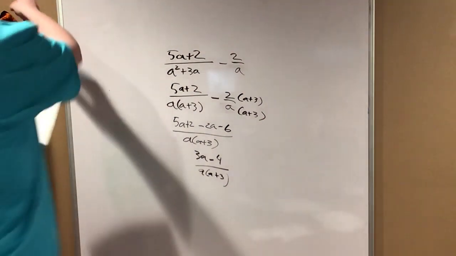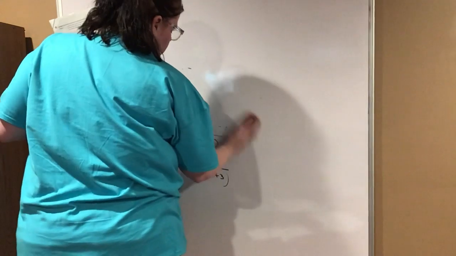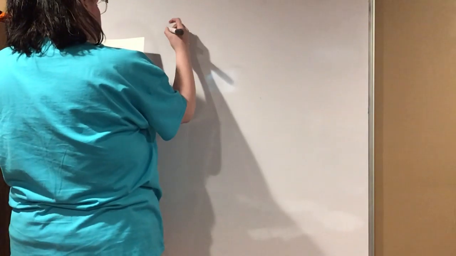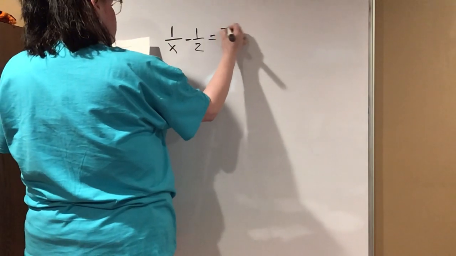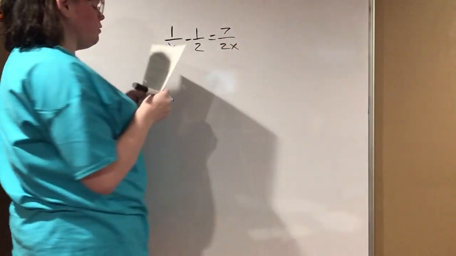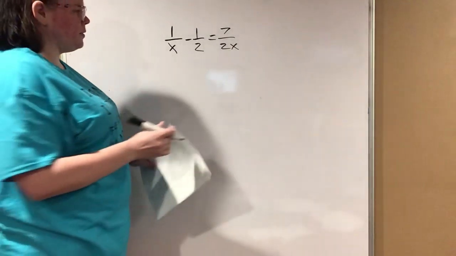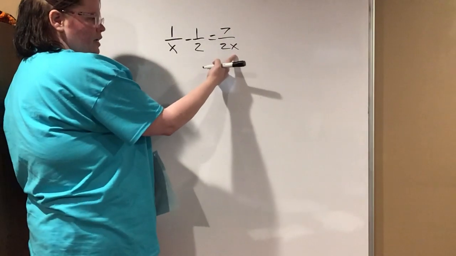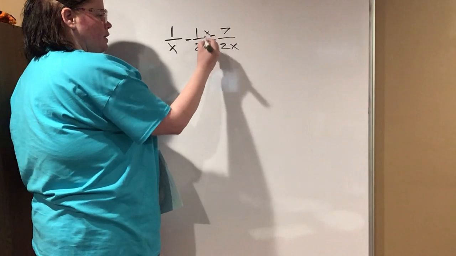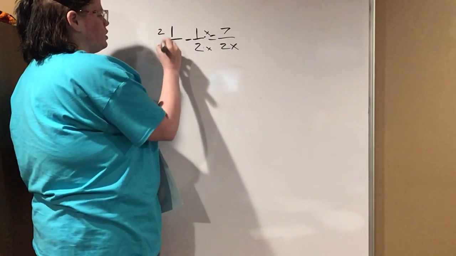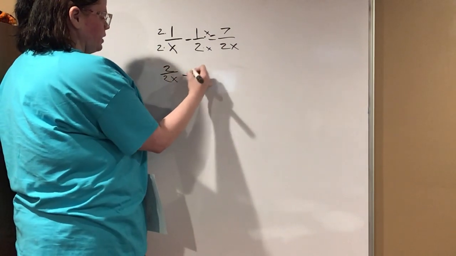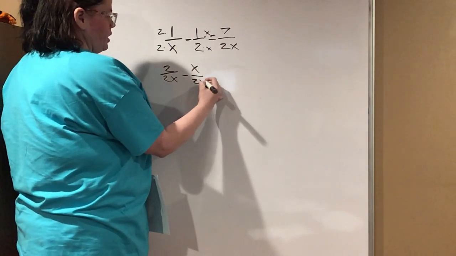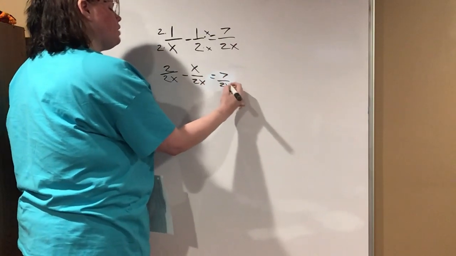Okay, so the last part is actually solving the equations using this. So if we're going to solve the equations, I get 1 over x minus 1 half equals 7 over 2x. Well, right here, what's our common denominator? Well, our common denominator is 2x. This already has the full thing. This does not. So multiply this by x, and multiply this by 2, and 2. So now I have 2 over 2x minus x over 2x equals 7 over 2x.